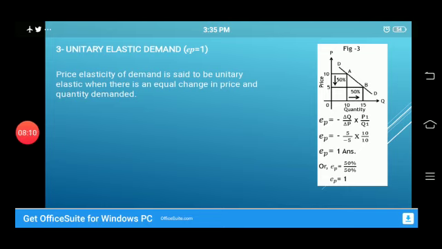Number 3 is unitary elastic demand. What is unitary elastic demand? Price elasticity of demand is said to be unitary elastic when an equal change in price causes an equal change in quantity demanded. It means the change in price is 50% and the change in quantity demanded is also 50%. When we put the answer in the formula, we will get that elasticity of demand is 1. Here we can see that Ep is equal to 50% over 50%.